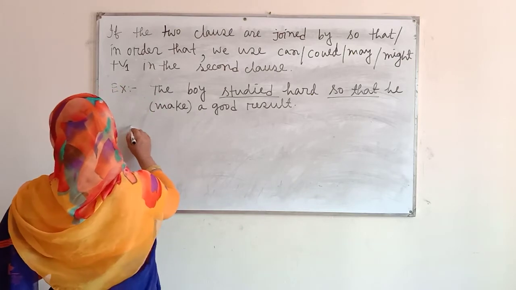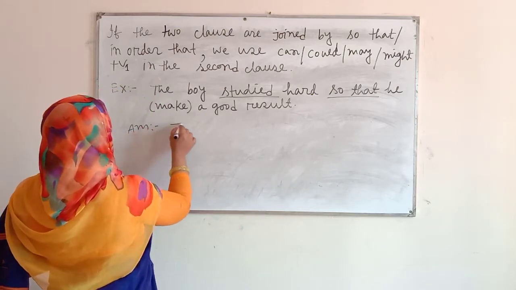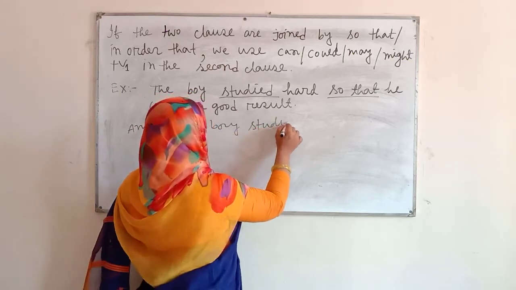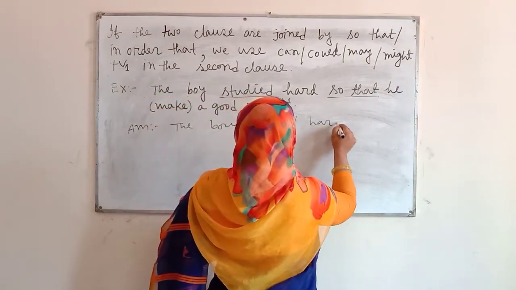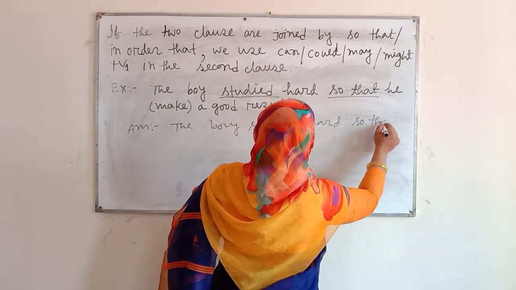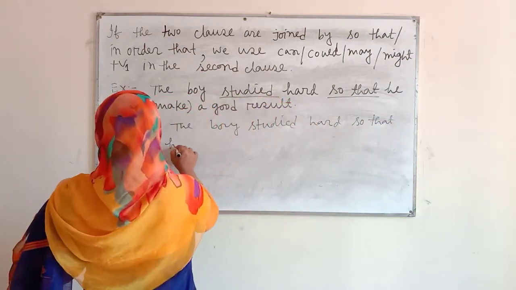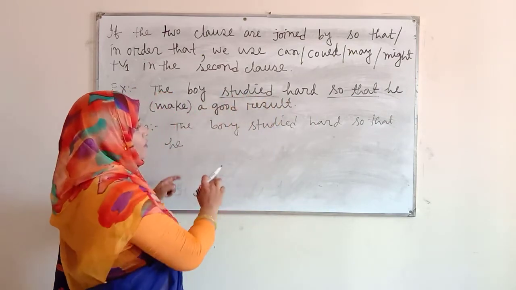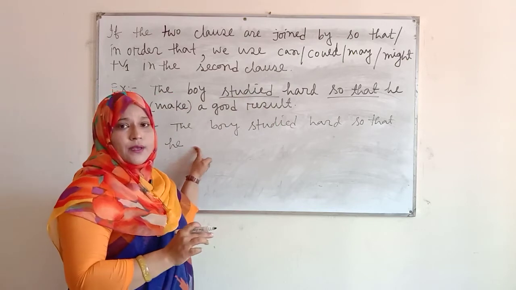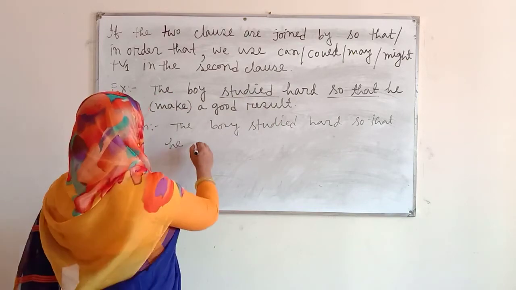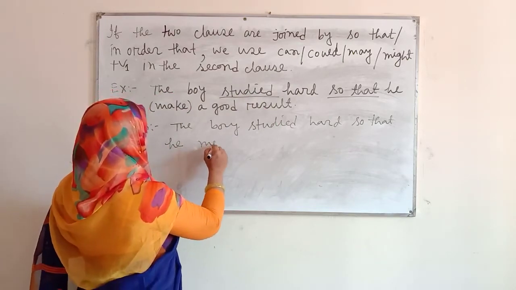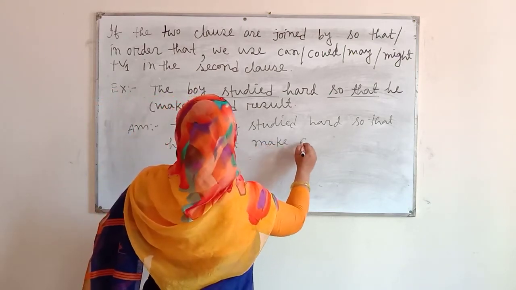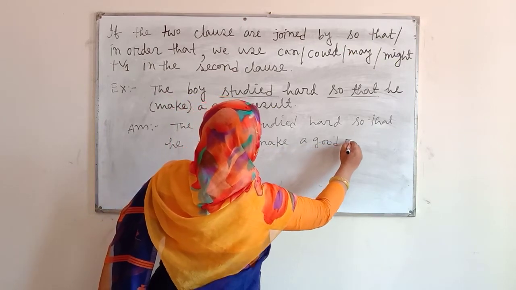Our answer is the boy studied hard so that he, the verb is in the past form, so we use could or might after subject. He might, verb 1, make a good result.